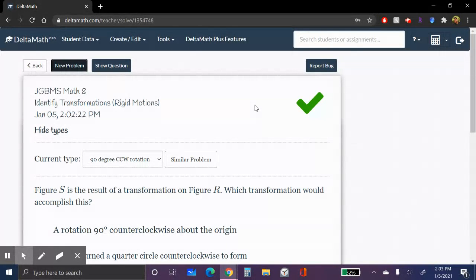Okay, so those are all different types of transformations you would see on these problems when you're trying to identify them. And so we talked about, again, rotations, reflections. Rotation is when you turn it, reflection is when you flip it, and a translation is when you slide a figure.